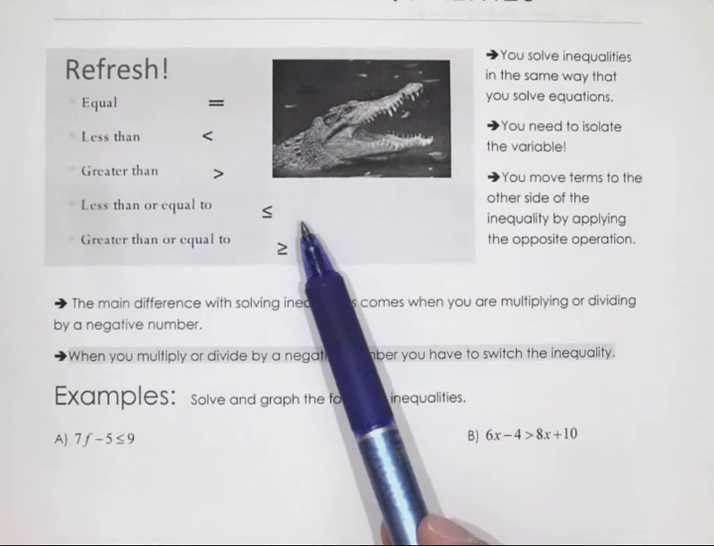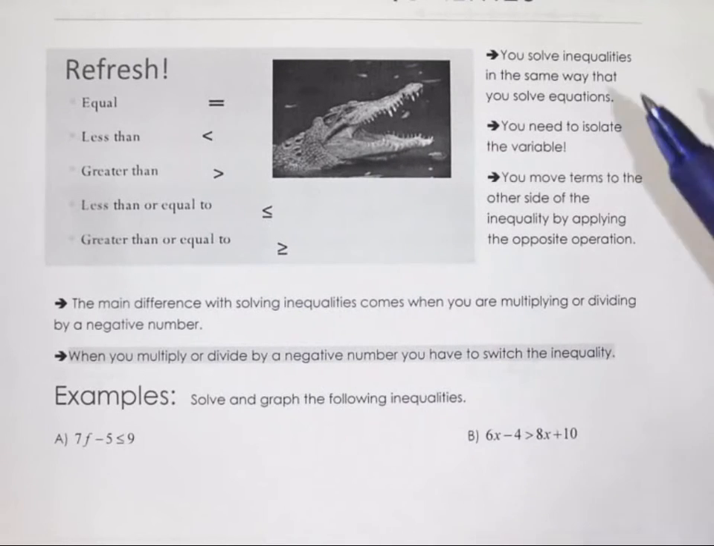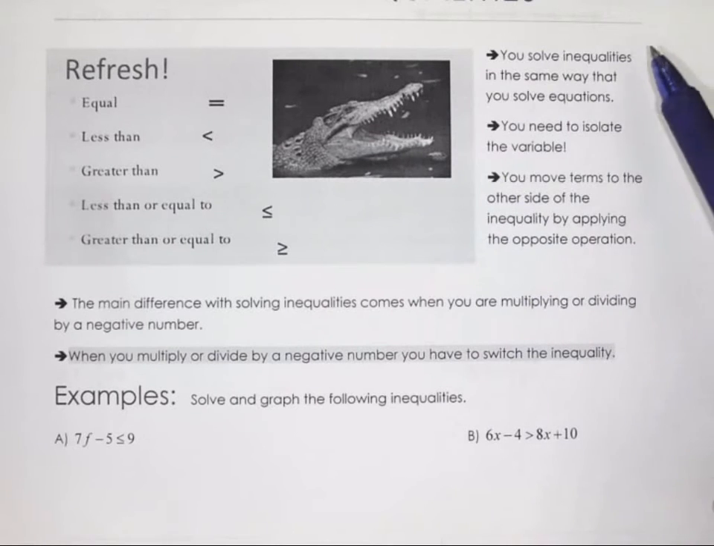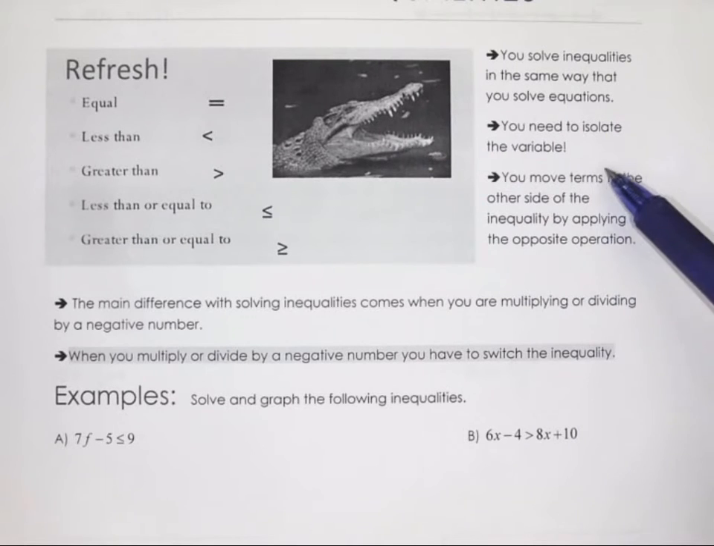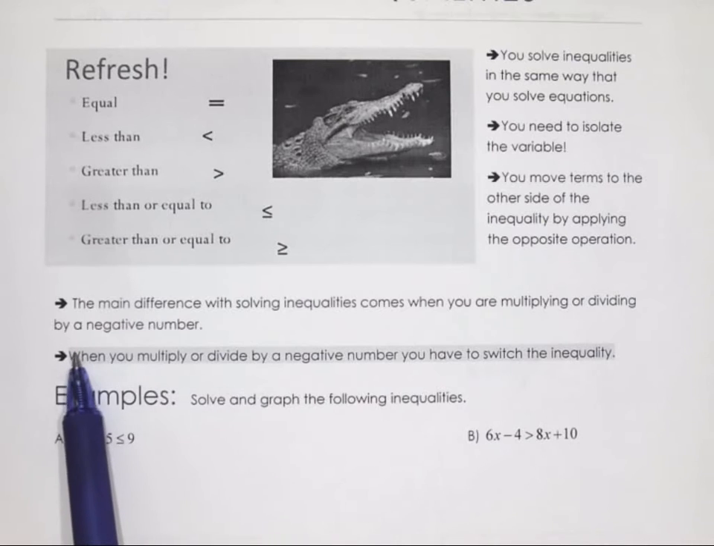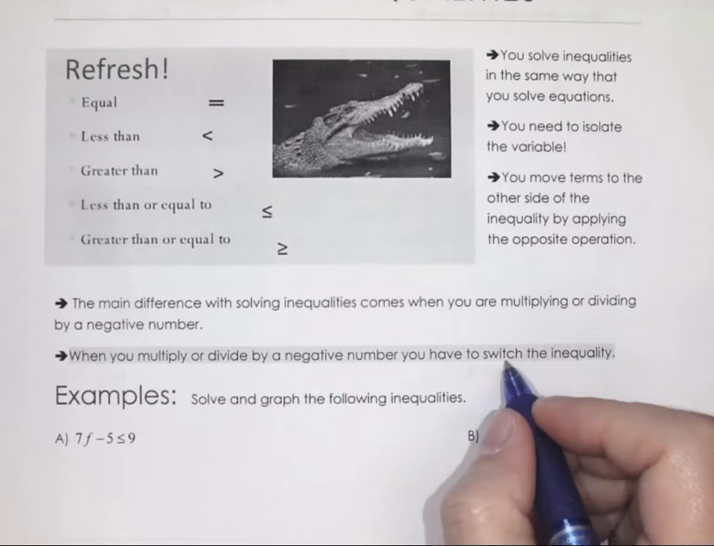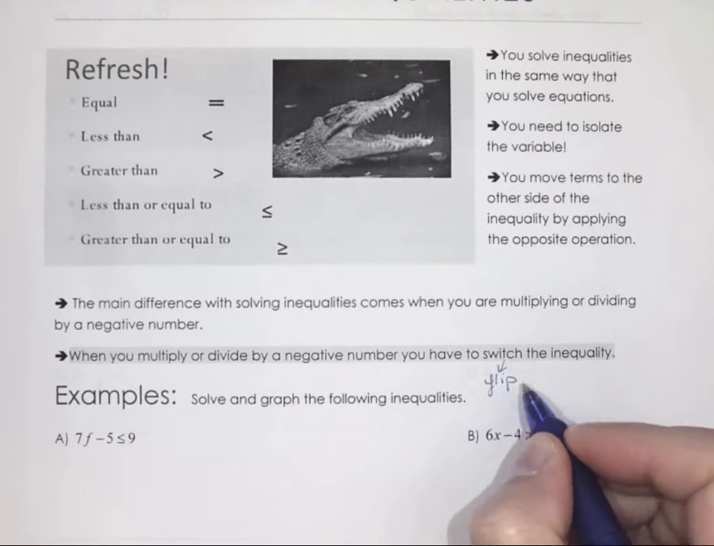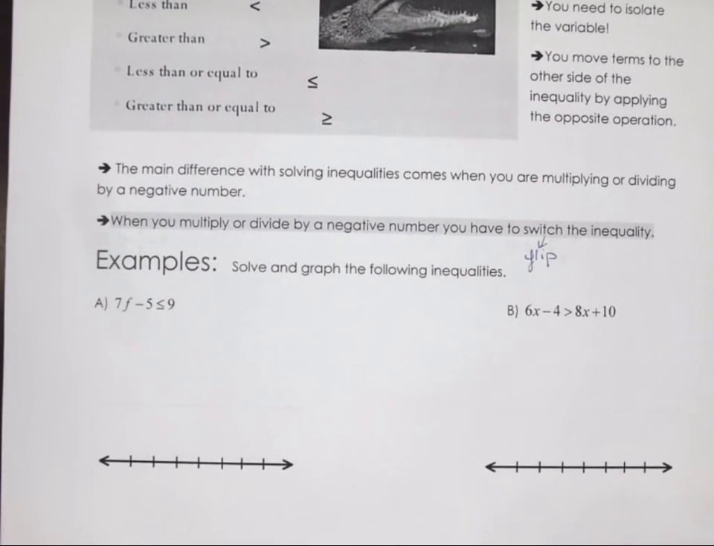Less than, greater than, less than or equal to, greater than or equal to signs. I put the cute little alligator there, so you remember that it eats the bigger number. To solve inequalities, you do it the same way you do equations. You need to isolate the variable. You need to move the terms from one side to the other by applying the opposite operation. I highlighted this difference: when you're multiplying or dividing by a negative number, you have to switch the inequality. Maybe I like the word flip a little better, it makes a little bit more sense to me, but it's whatever makes the most sense to you. It's only when you're multiplying or dividing by a negative number that you flip it.